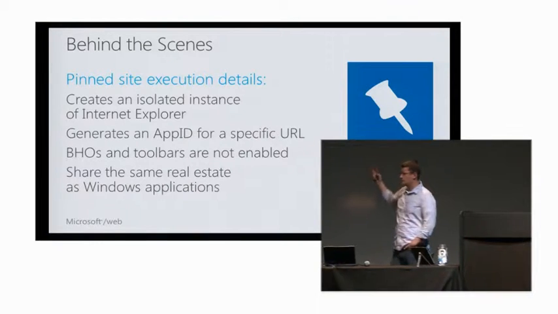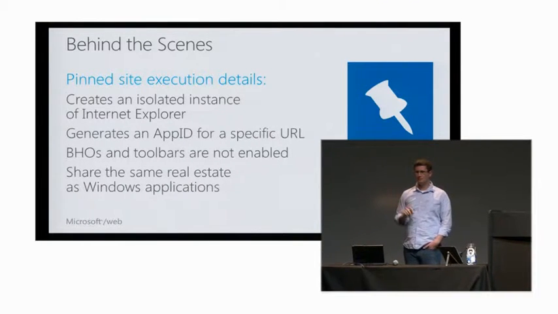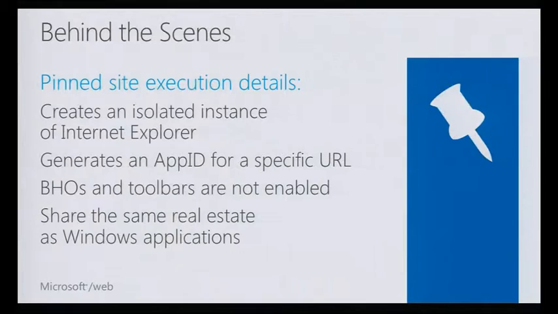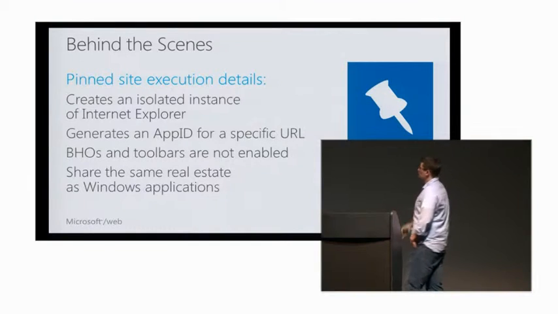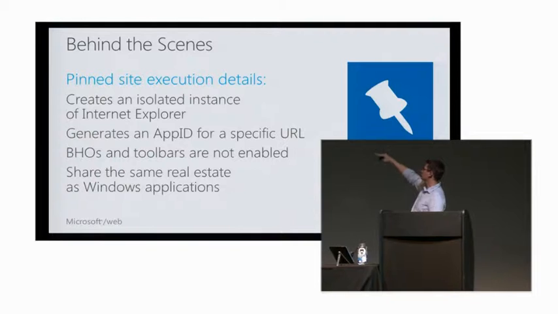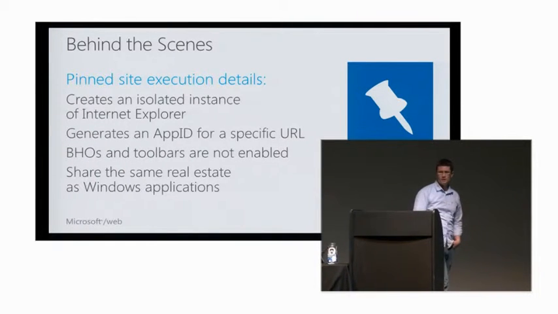So we'll show you a little bit about it, but basically what pinning a site means is that you can kind of make it run more like an app, let's say. That's kind of the dumbed-down version of how you would explain what a pinned site is, right? And we'll show you some light-up features, but really what's at the core of this is it creates an isolated instance of Internet Explorer. So if you have a bunch of Internet Explorer windows running, this is an isolated instance that's basically only associated with this. Some more low-level stuff, it generates an app ID for the specific URL. So all the toolbars and the browser helper objects are not enabled, right?